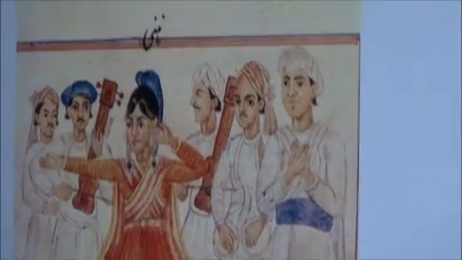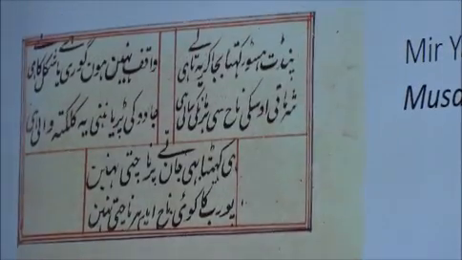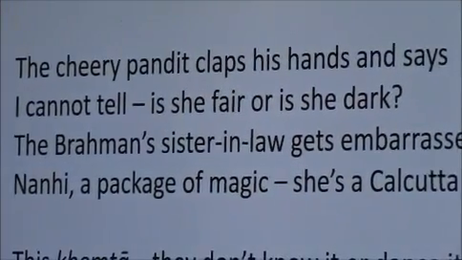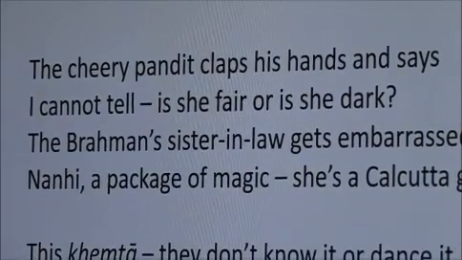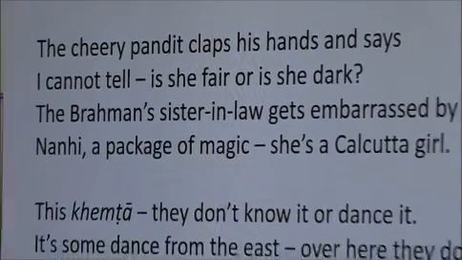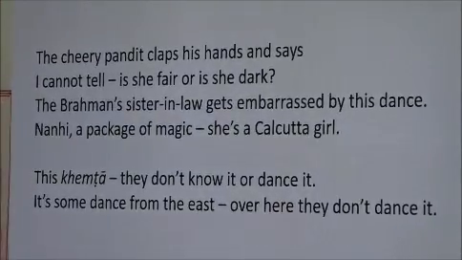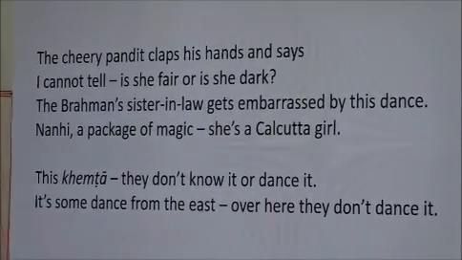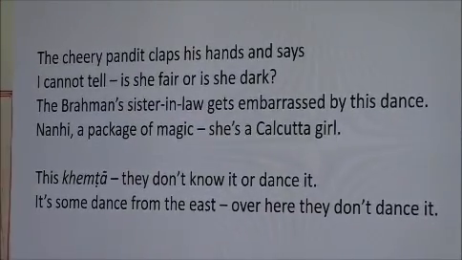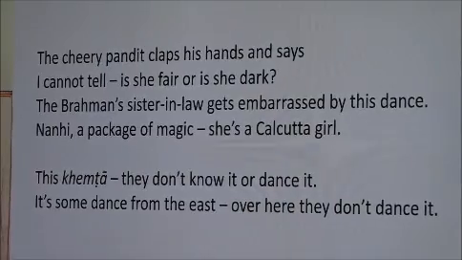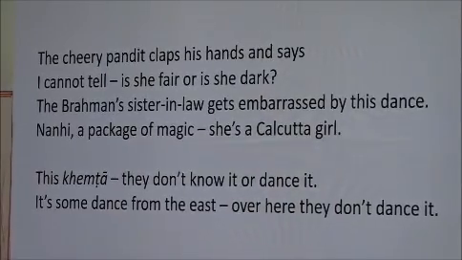And then he picks up on Nanhi. And he says, the cheery pundit claps his hands and says, I cannot tell. Is she fair or is she dark? The Brahmin's sister-in-law gets embarrassed by this dance. Nanhi, a package of magic, she's a Kolkata girl. This Kempter, they don't know it or dance it. It's some dance from the East. Over here, they don't dance it.